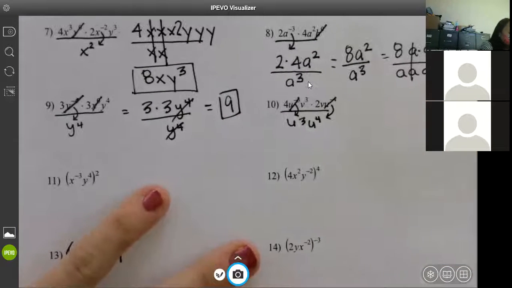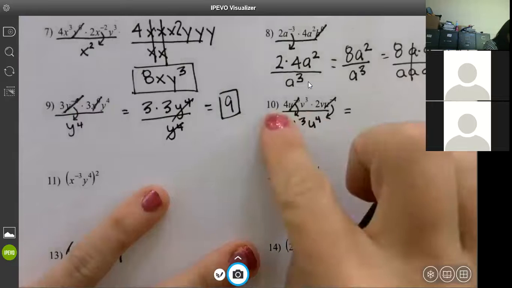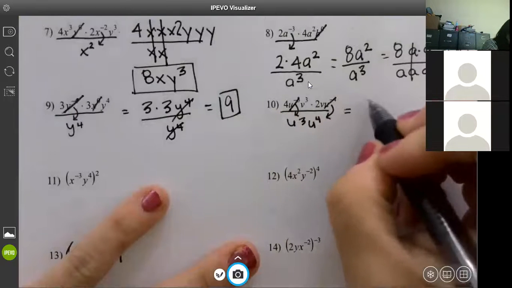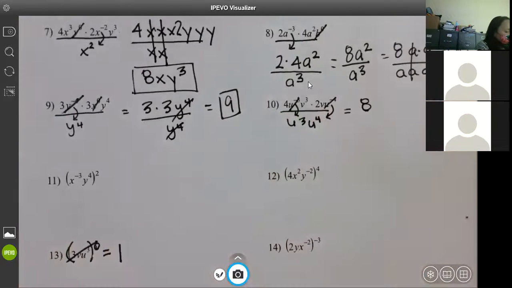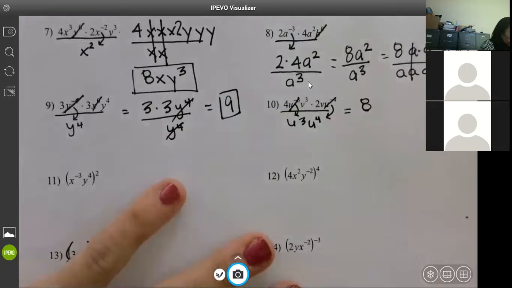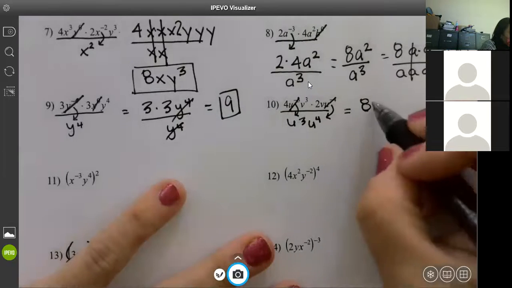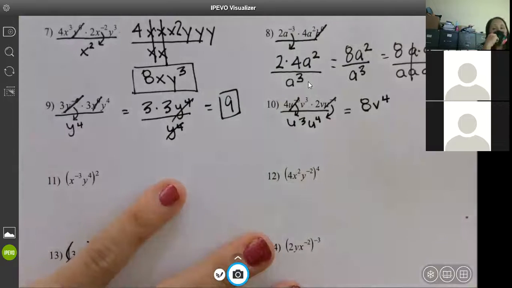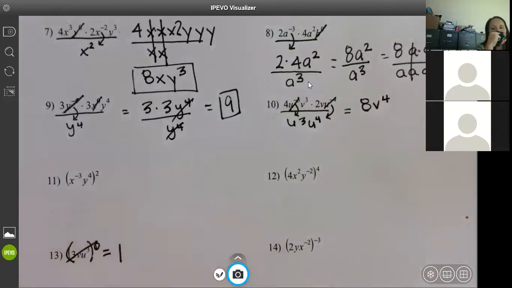Look at your numbers on top. I have 4 times 2, which is 8. How many total v's do I have on the top? 1? Look at them. Oh, 4. 4.